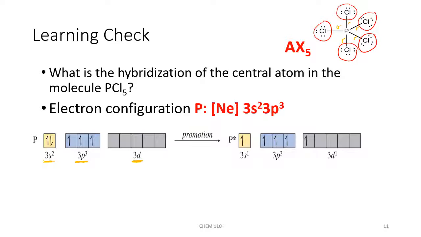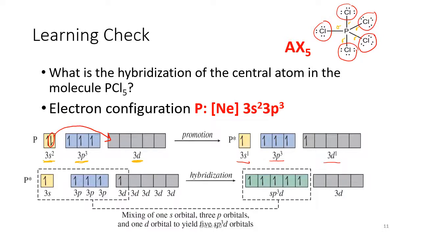So when we have 5 domains or 6 domains around it, we're going to need to dig into those d orbitals. So when we promote our electron, we're going to end up promoting it to one of the empty 3d orbitals. So now we've got 1 electron in the 3s, 1 electron in each of the 3p orbitals, and 1 electron in the 3d orbital. Those are going to be the orbitals that we mix together or hybridize. So we're going to take all those and mix them together. We're going to throw in there 1 s, 3 p's, and 1 d orbital.